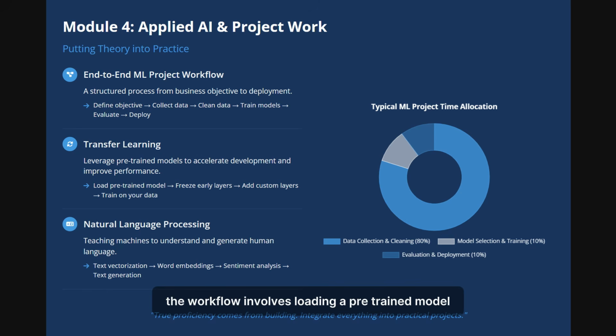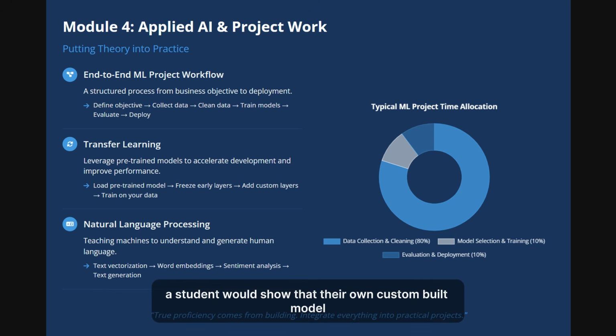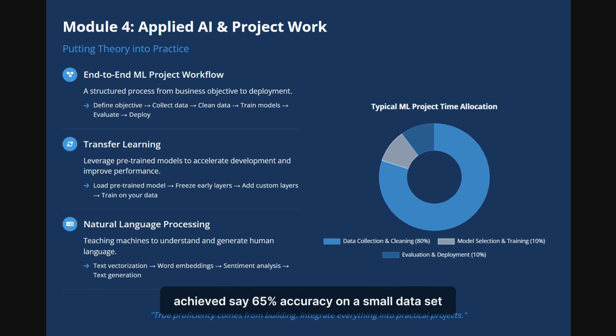The workflow involves loading a pre-trained model like ResNet 50, freezing the early layers to keep their knowledge, adding your own new classification layers on top, and then training only those new layers on your data. It's dramatically faster and more effective. The power of this technique is obvious in an assessment. A student would show that their own custom-built model achieved, say, 65% accuracy on a small data set, while the fine-tuned, pre-trained model achieved 95% accuracy in a fraction of the training time.